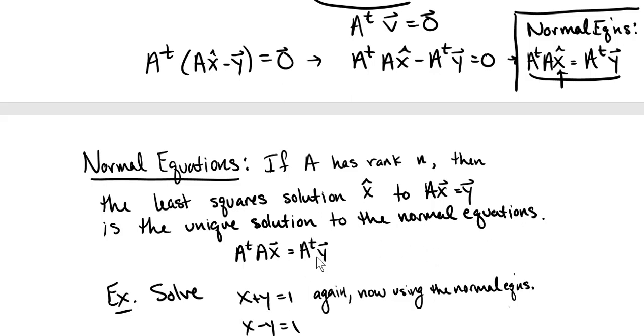So in other words, let's say it this way: if x equals x hat satisfies the normal equations, then x hat is a solution. It's a least square solution.